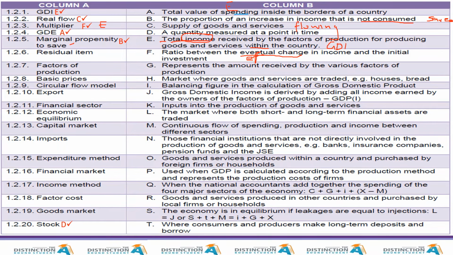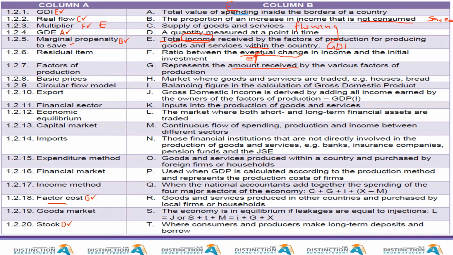Right, represents the amount received by the various factors of production. Represents the amount received. So if by various factors of production. All right, so this one will be factor cost. I told you, I remember this was the time I was telling you, be careful of terms, because they are the key. If you remember, I think it was lesson number 6, if I'm not mistaken, I mentioned that.